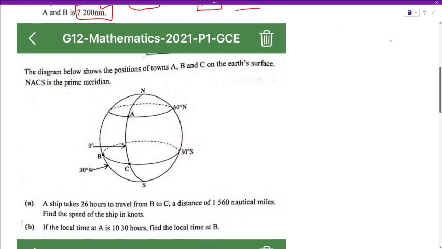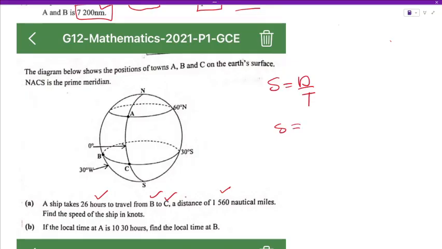What are they now saying? A ship takes 26 hours to travel from B to C, a distance of 1,560 nautical miles. Find the speed of the ship in knots. Sometimes they'll say in knots, sometimes they'll just say speed. So you need to know the SI unit for speed. It is knots. Same thing, use the same formula. Speed is equal to distance over time.